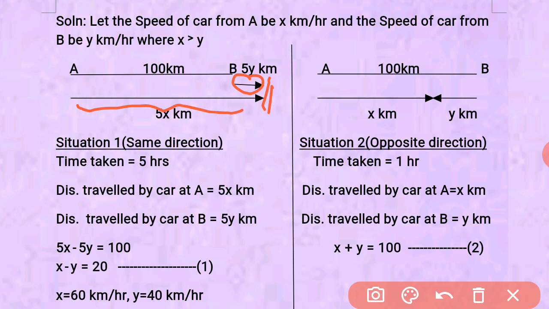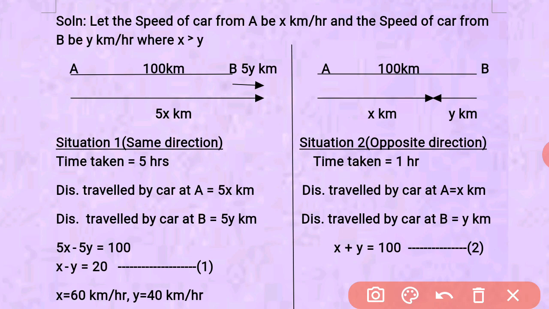So it means the speed of A is more because it has to cover more distance, and the speed of B is less because it has to cover less distance. So that is why you will see the length of the arrow here is also different. Now children, let's talk about situation 1. That is, they are moving in the same direction and the time taken after which they meet is 5 hours.